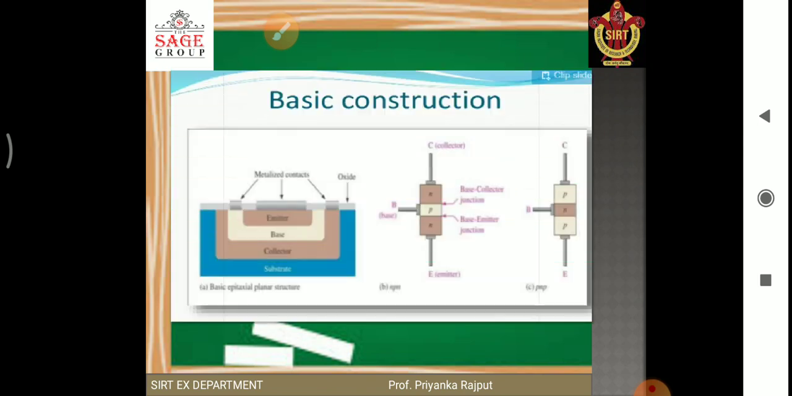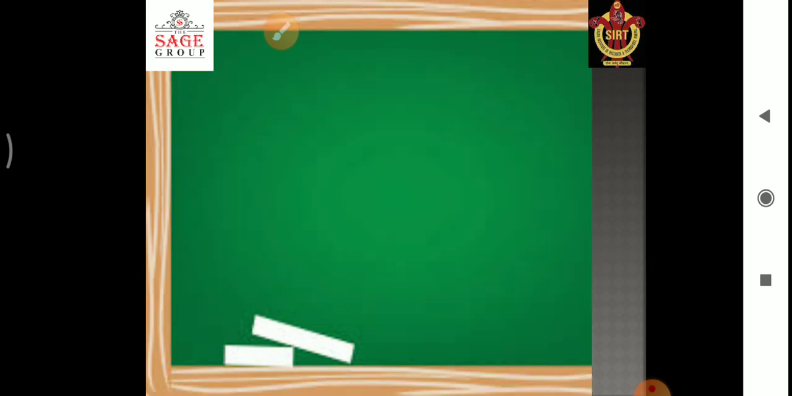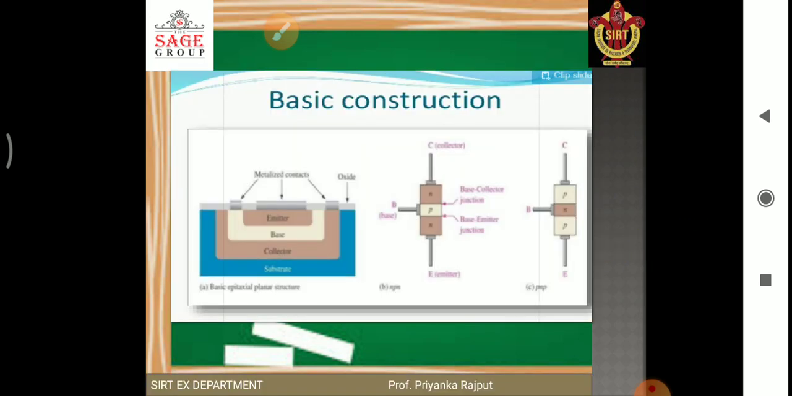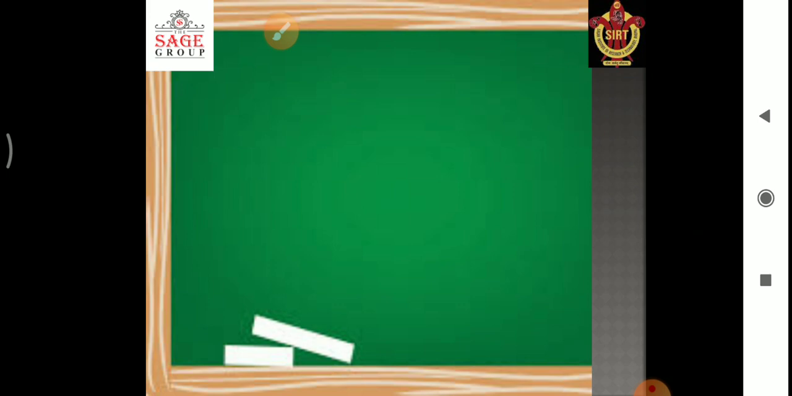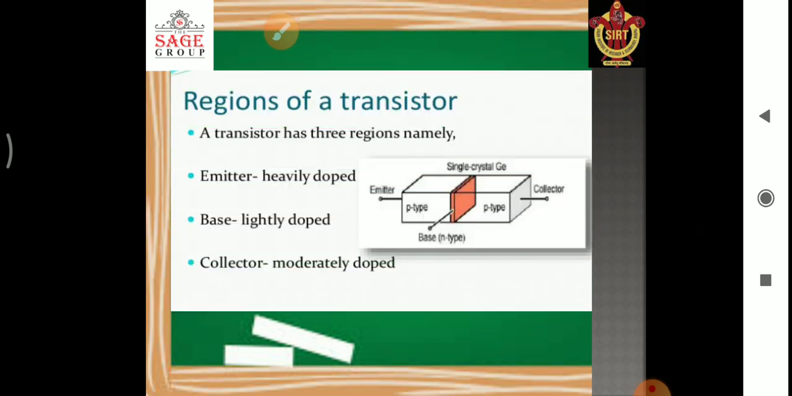Now, the construction of a transistor. The emitter is a terminal which emits the electrons, the base is the middle part of the transistor, and the collector is where we collect the outputs. The doping of a transistor: emitter heavily doped, base lightly doped, and collector moderately doped.